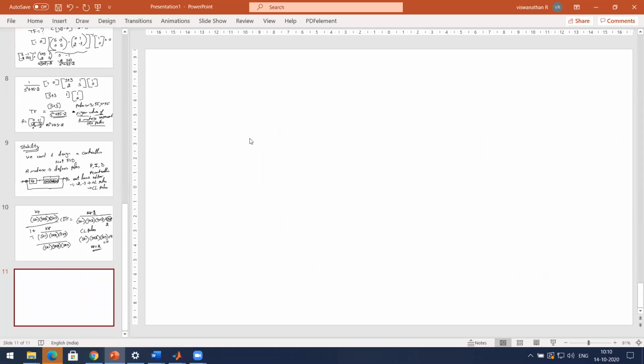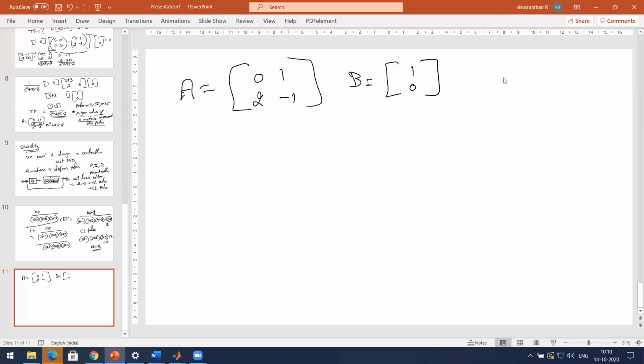So quickly we'll see this. If A is equal to [0, 1; 2, -1], B is [1; 0], C is [1, 0], D is 0, what are the poles of this transfer function? This will be s square. What is the denominator?